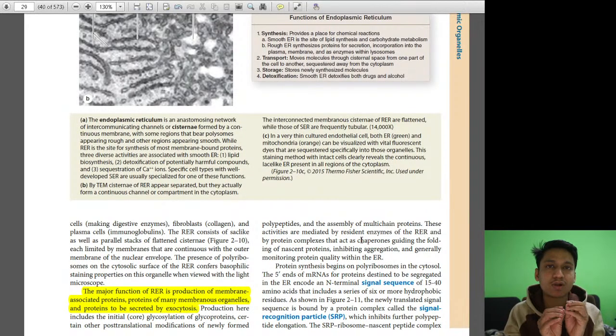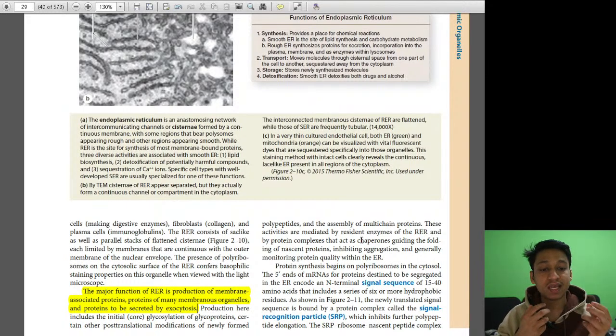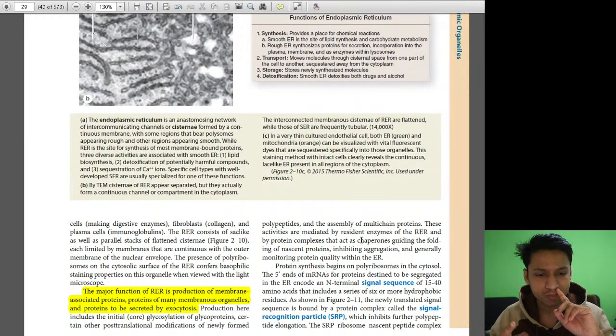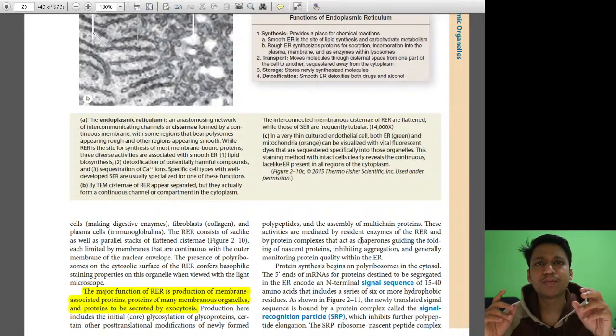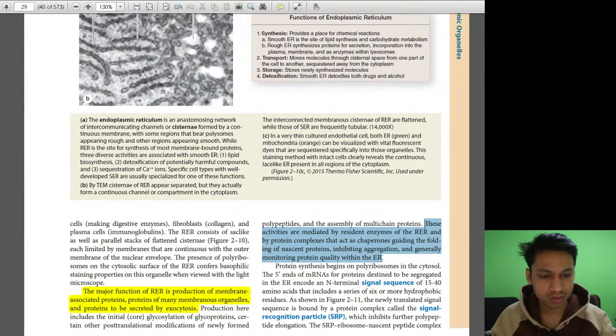These chaperones are enzymes that are present in the rough endoplasmic reticulum, and they are responsible for various functions like folding of the nascent protein, inhibition of aggregation, and generally monitoring the protein quality in the ER. So the role of chaperone here is very important and looks like a question to me.